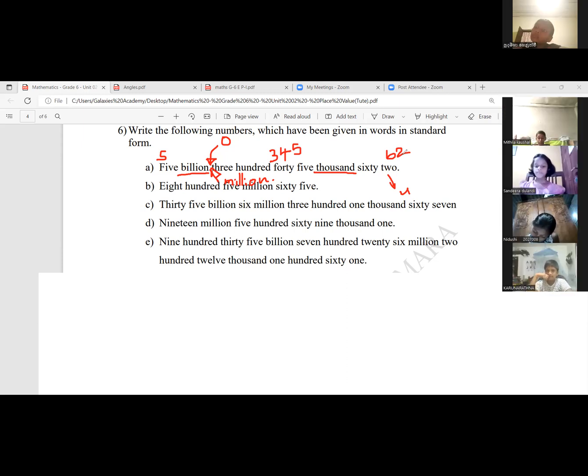How can you complete 3 digits of this number? You can put 0 before 6. Same one, no? 62 and 062 mean the same. Then 345 has 3 digits. This 0 has only 1 digit, no? So you can put another 2 zeros.